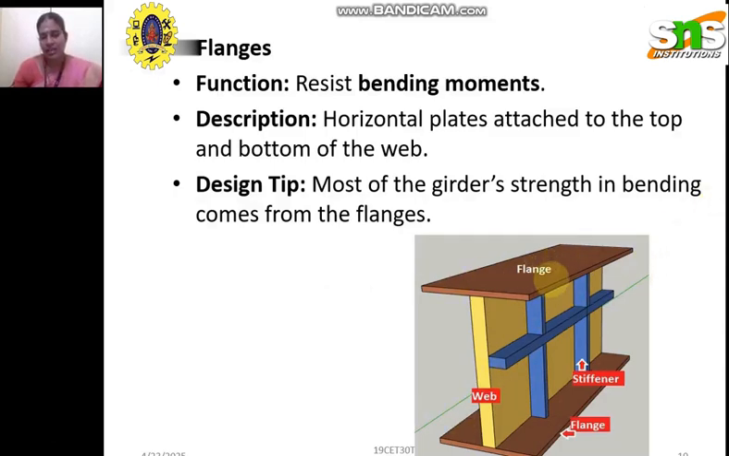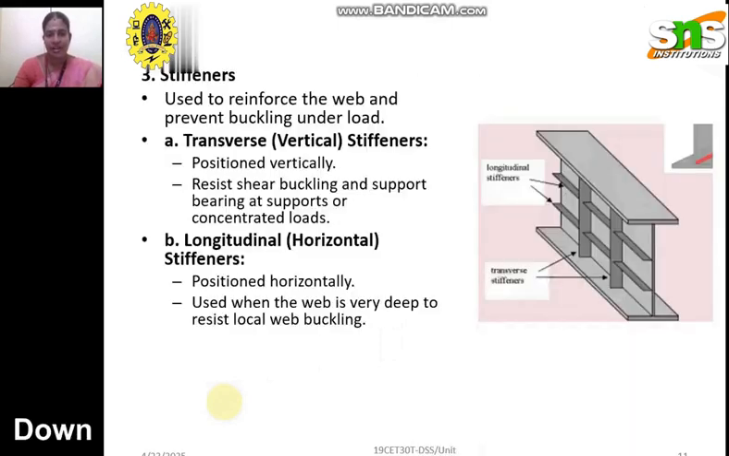So this is a compression flange, and this is a tension flange. So it will take care of the bending moments. Like that, the webs will take care of the shear force, and the flanges are taking care of the bending moments. So there may be chances of bending of the flanges. So while we are designing, we have to take care of designing the flanges.